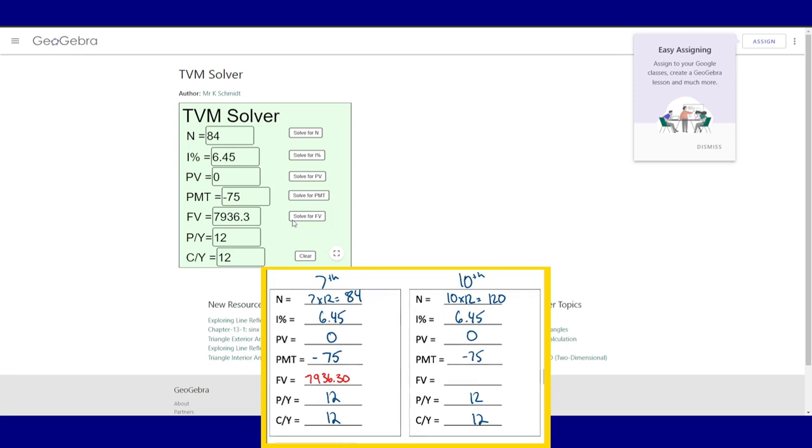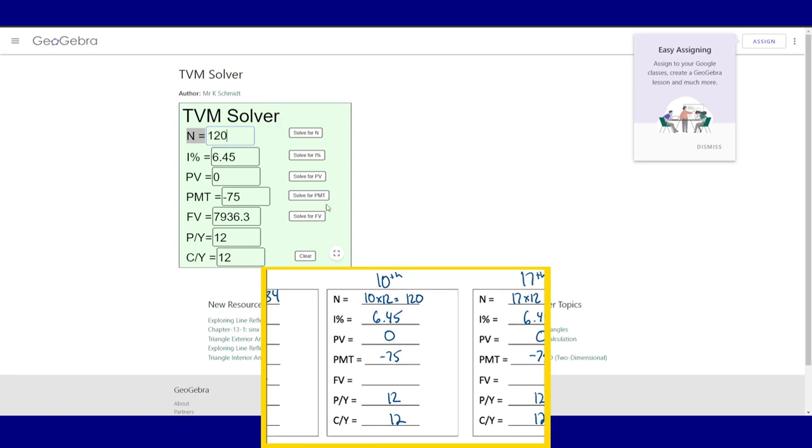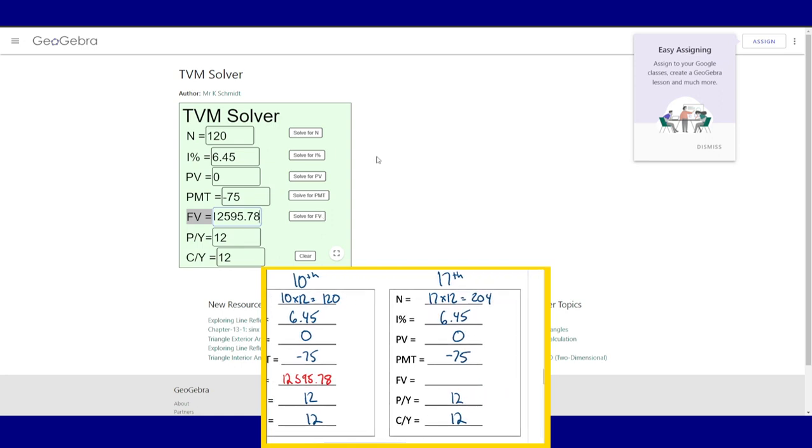Now, the nice thing about this scenario is all we have to do for the next one is change the N value. So 120. Then we can just click solve for FV. Now we have $12,595, and if we click on it, 78 cents. And for our last one, same thing, except we change N to 204, solve for FV, $27,696.17.